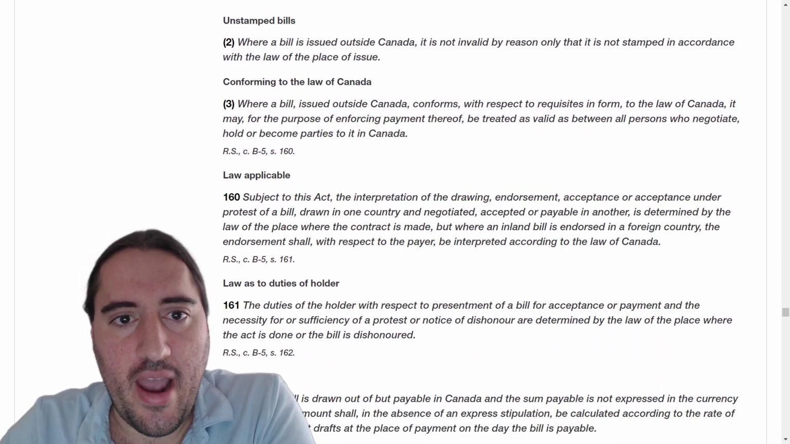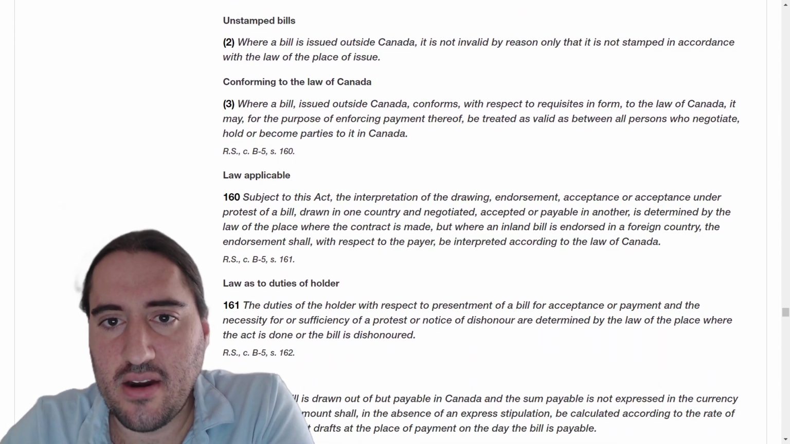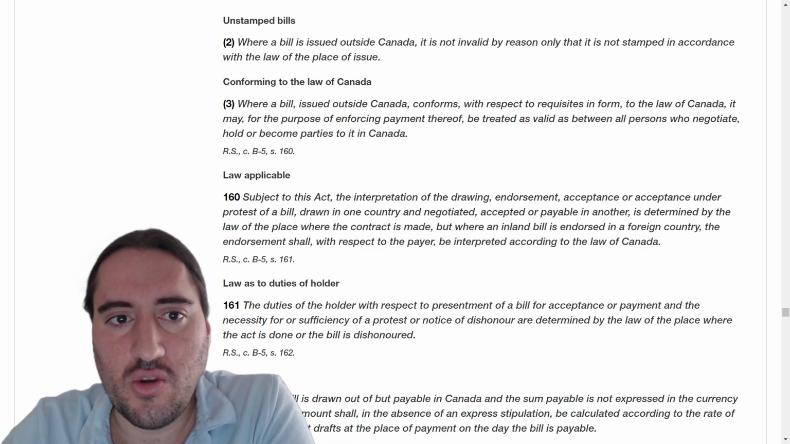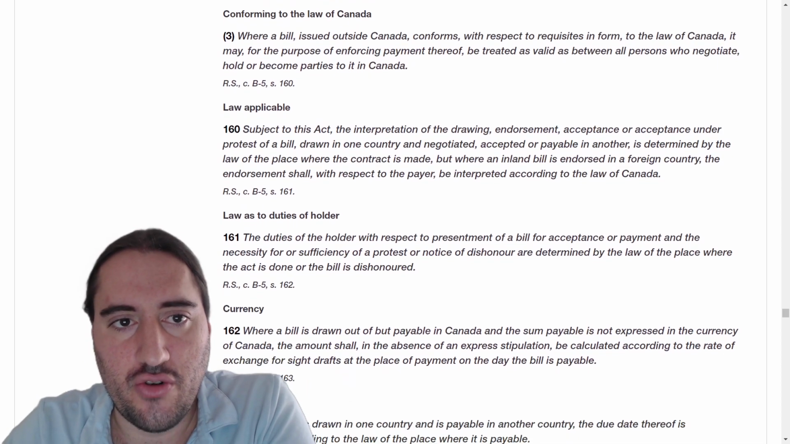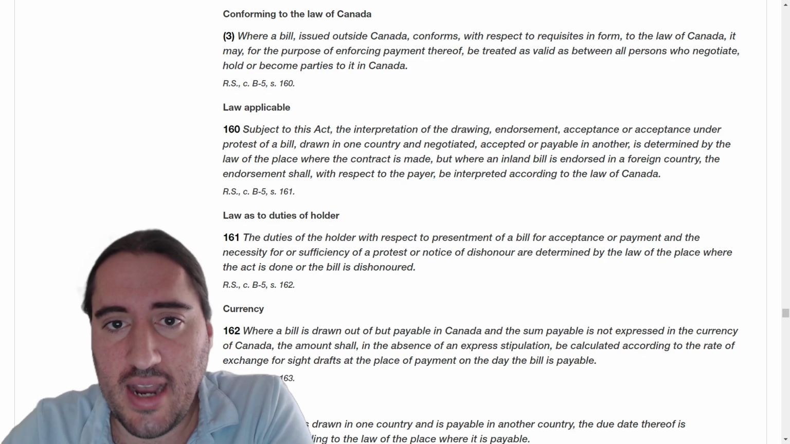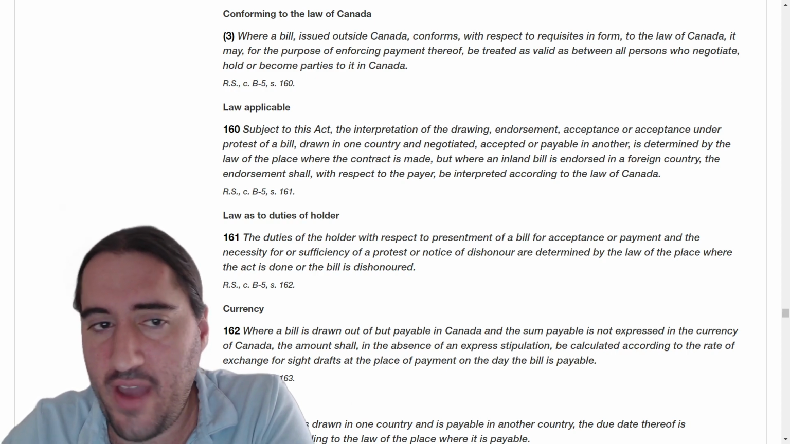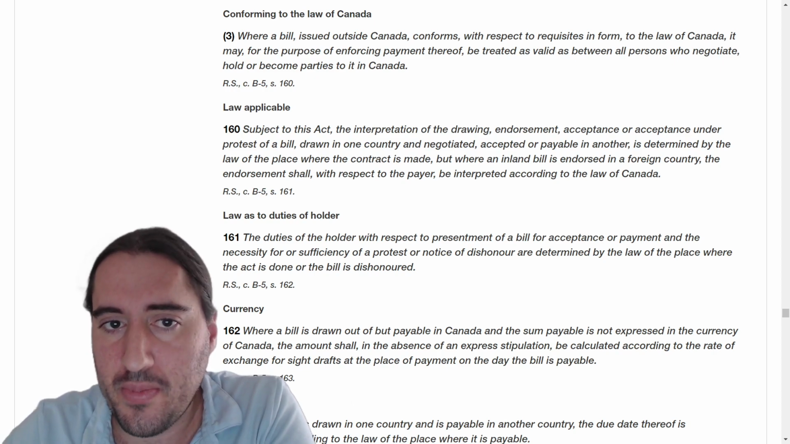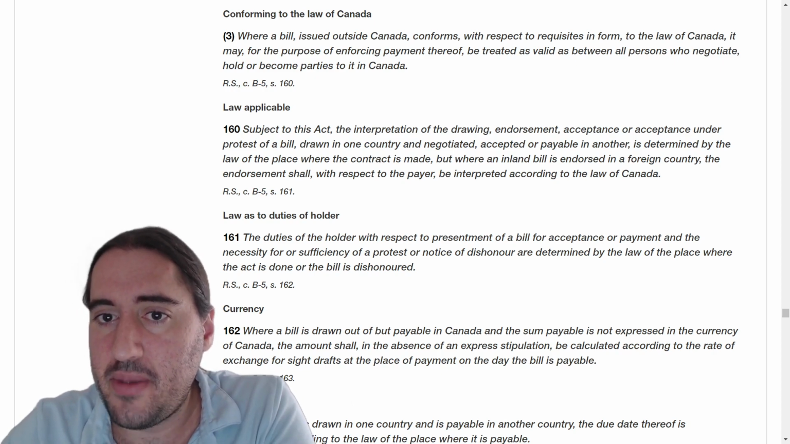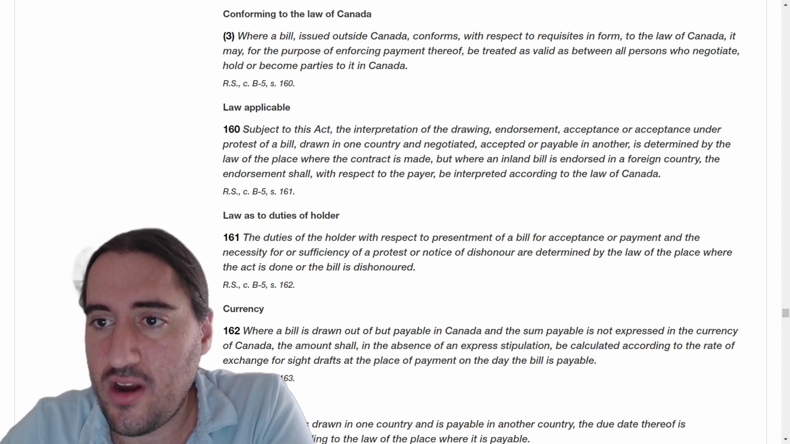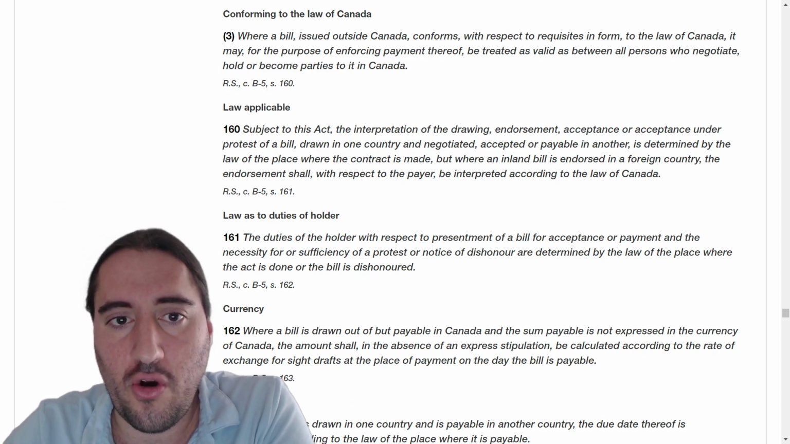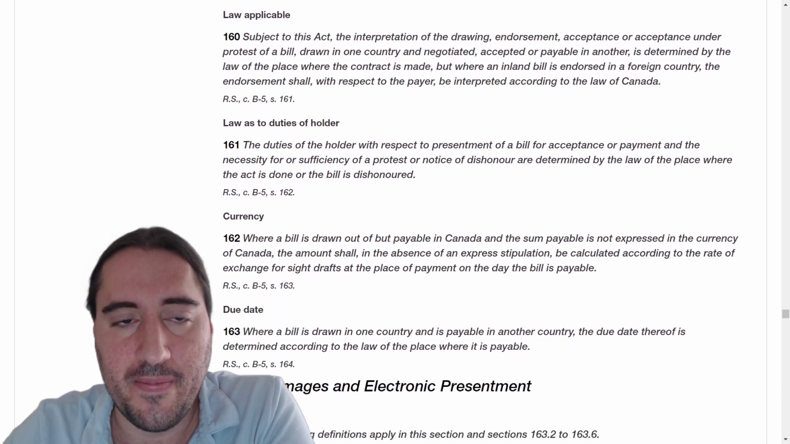Unstamped bills. Where a bill is issued outside Canada, it is not invalid by reason only that it is not stamped in accordance with the law of the place of issue. Conforming to the law of Canada. Where a bill issued outside Canada conforms with respect to requisites in form to the law of Canada, it may, for the purpose of enforcing payment thereof, be treated as valid as between all persons who negotiate, hold, or become parties to it in Canada.